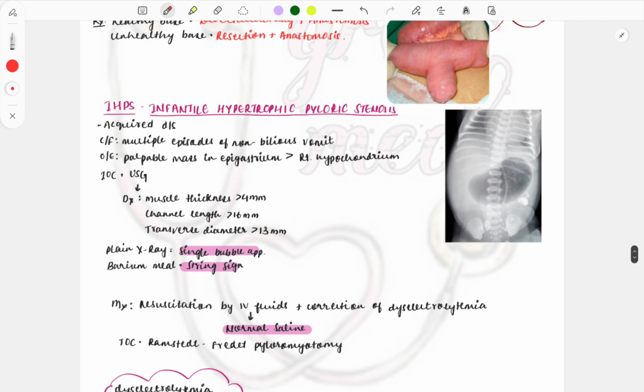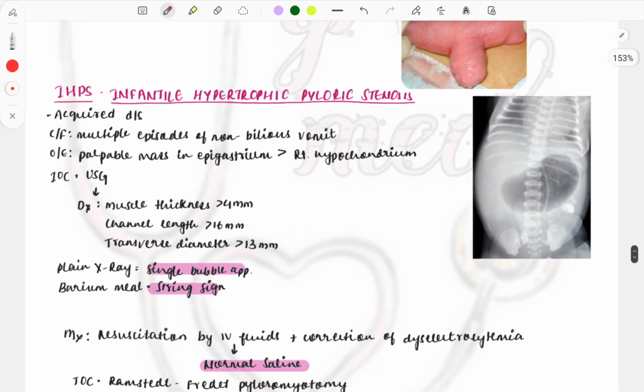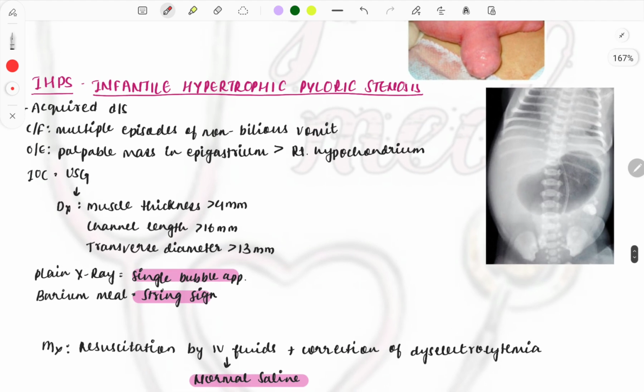Then infantile hypertrophic pyloric stenosis. This is also a repeat topic, and the classical finding seen on the X-ray is the single bubble sign, as you can see here, and there will be obstruction present due to the pyloric stenosis. So there will be vomiting in the patient because there is obstruction. Mainly all these are congenital conditions, most commonly seen in pediatric patients.